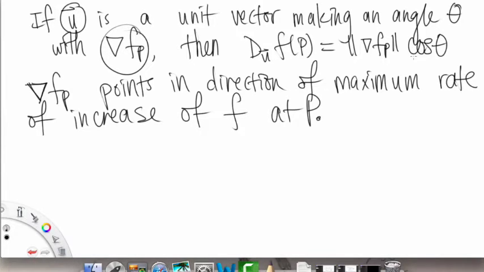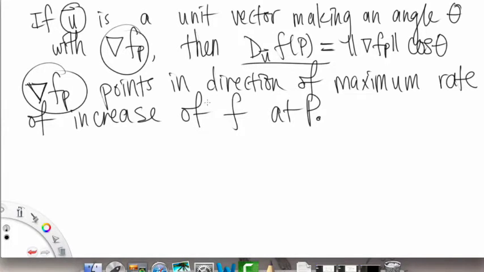So then we get that cosine 0 is equal to 1, and our directional derivative is the maximum that it can be. It's the greatest that it can be. So that means that when u points in the direction of the gradient, then that's pointing in the direction of maximum rate of increase. Therefore, our gradient must always point in the direction of maximum rate of increase of f at that point p. Okay?